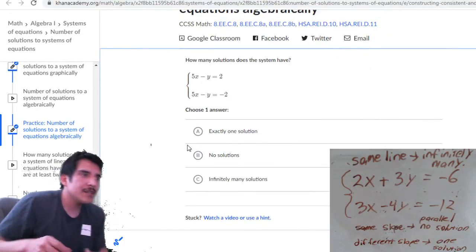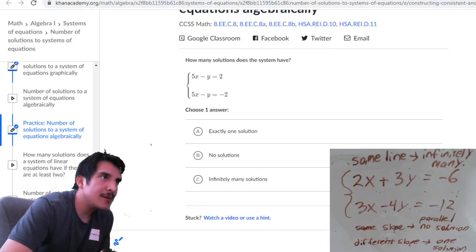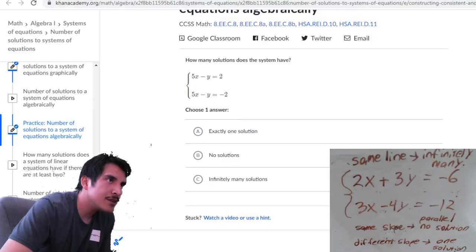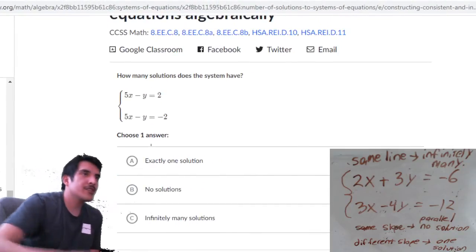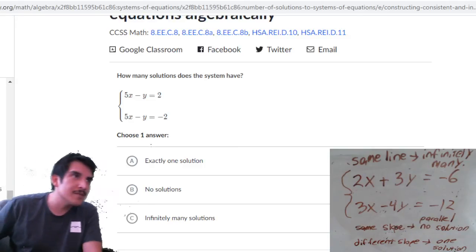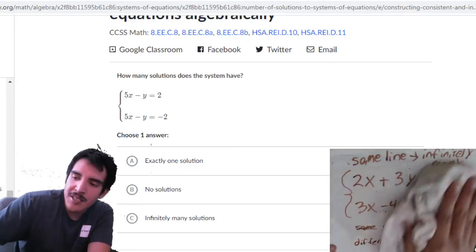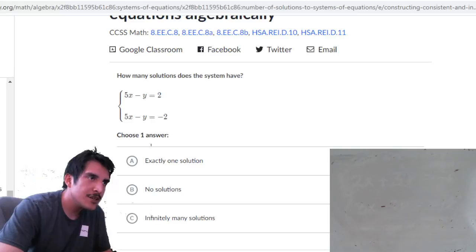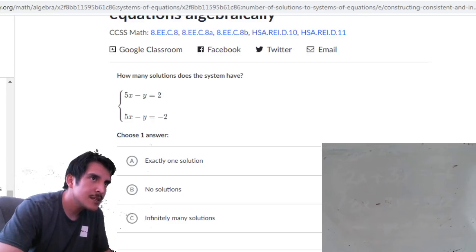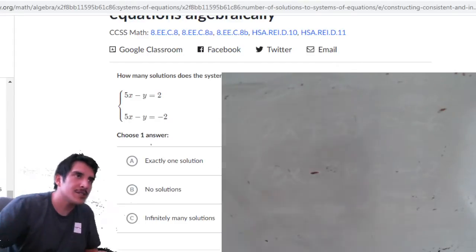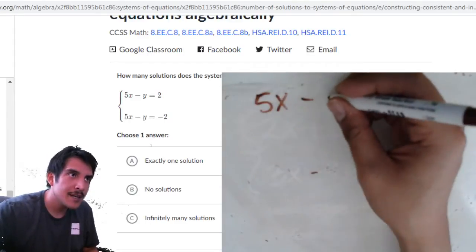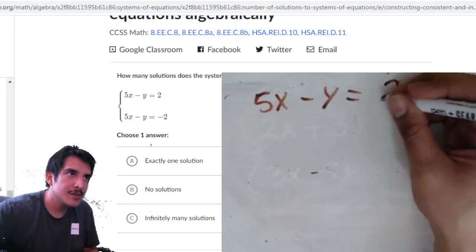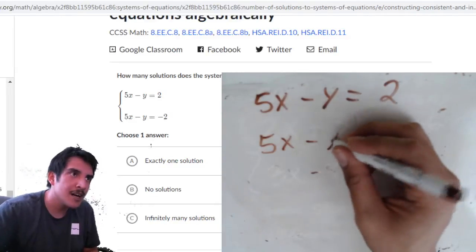Okay, now let's look at this one. So let's look at this system of equations. And we are not going to use graphing. For this one, we're going to use, oh my goodness, I can't even resize this the right way. There we go. For this one, we're going to use elimination. Because here, we're not going to graph. Here, we're going to use algebra. So let's go ahead and use our whiteboards or our notebooks. And I'm going to write 5x minus y equals 2. And 5x minus y equals negative 2.